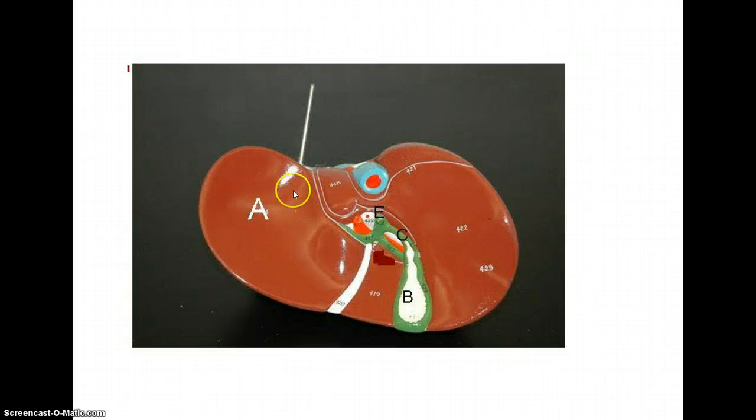Here you have the liver, you have the gallbladder, you have the cystic duct, and you have the common bile duct. Gallbladder, cystic duct, common bile duct. Those are the parts of the digestive system. Go back and review as needed.